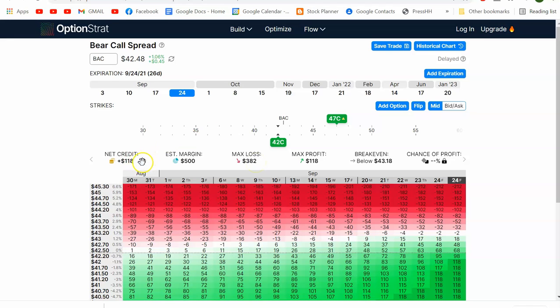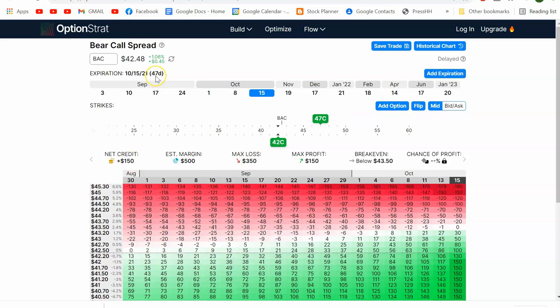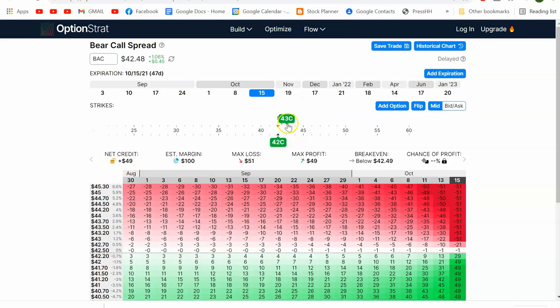So if I win, I win $118. If I lose, I lose $382. And if I have a 50% system, that's not good. Let's see if I can do a little better, increase my odds and reduce my risk. Moving this to October 8th brings the net credit up, but still not enough. This is 47 days out, 350, 150. Let's see if we can do one better by going to November. 325 to 175.